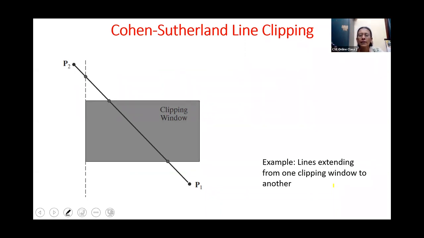We take this example. We have the clipping window. We have the line P1, P2. What is the outcode for the point P1? You send in your answers. Outcode for P1.